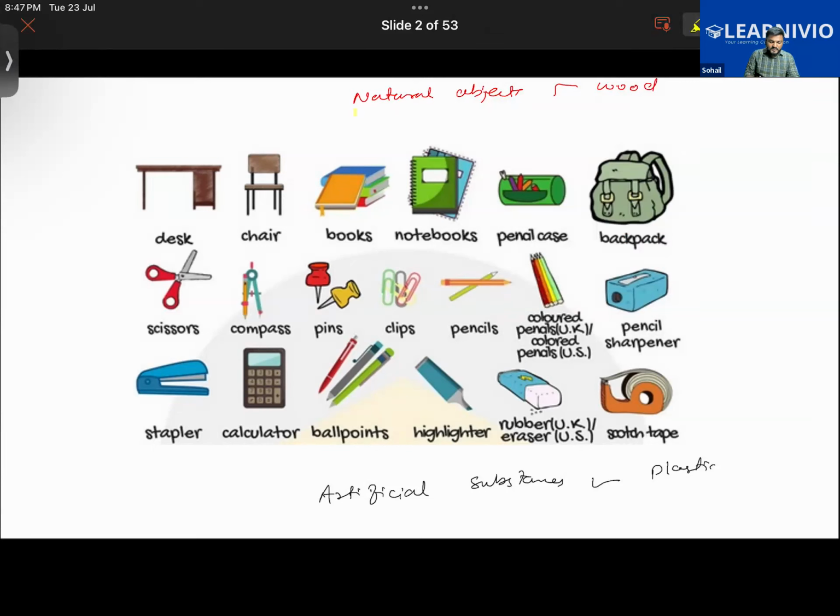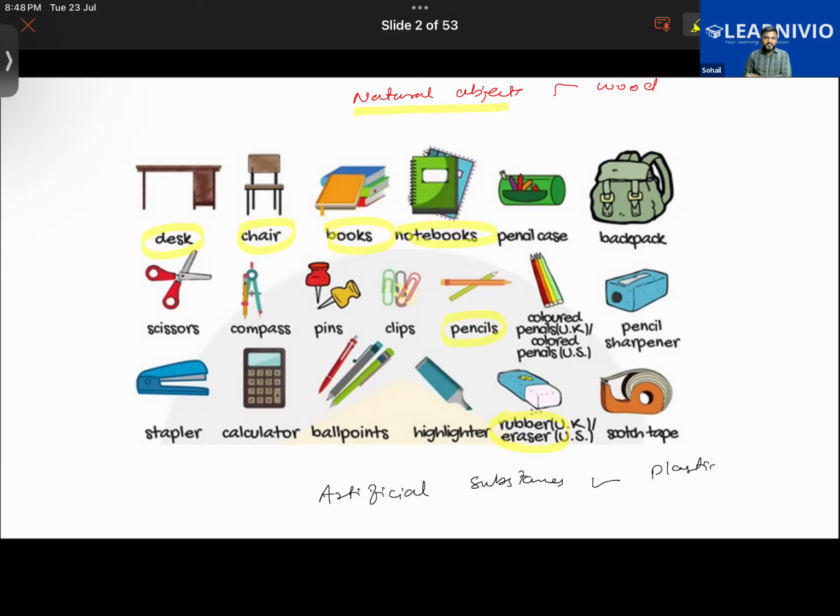First of all, the objects that would be made from natural materials, that would be desk, chair, taken from nature. Rubber. Notebooks, books. Even the cover of the notebooks and books may be made of artificial material, but majorly the paper is a natural object. So in a general sense, we can take this to be an example. Pencils, color pencils. That too can be taken, because pencils are made of graphite and wood. Graphite lead is used in this.